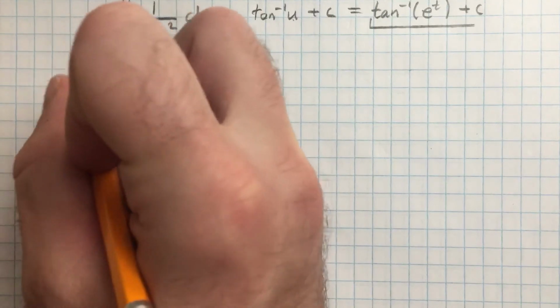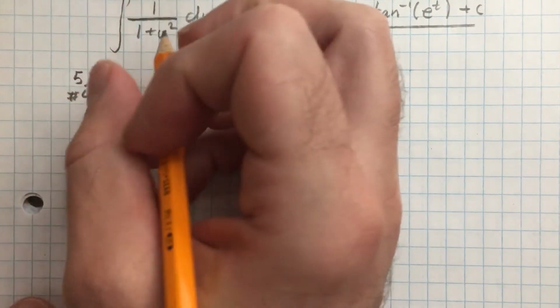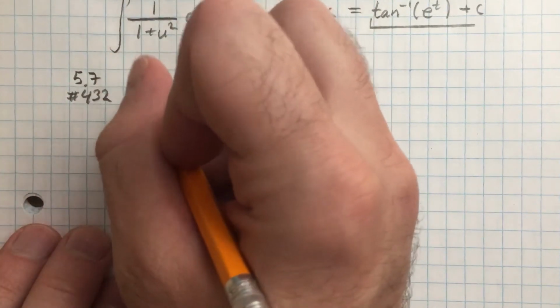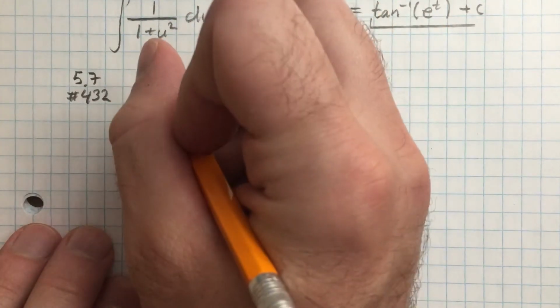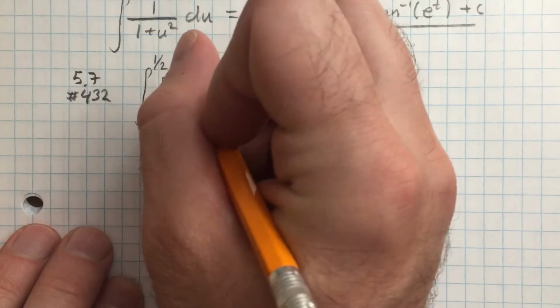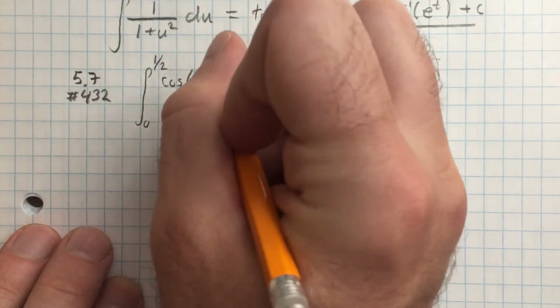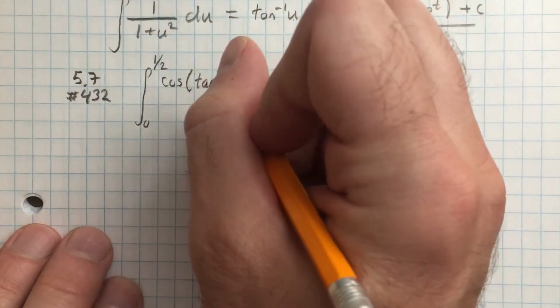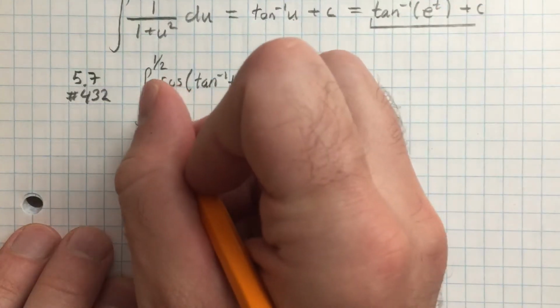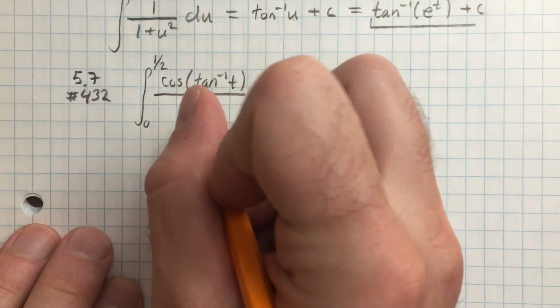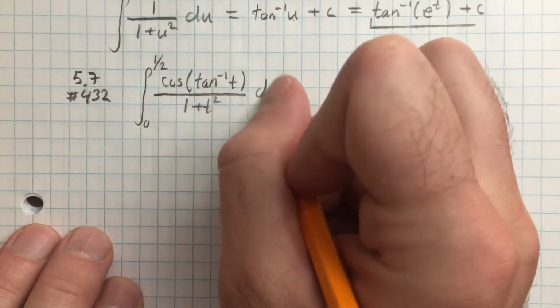5.7, number 432. We have the definite integral from 0 to 1/2 of a pretty complicated looking object here, cosine of tan inverse of t over 1 plus t squared dt.